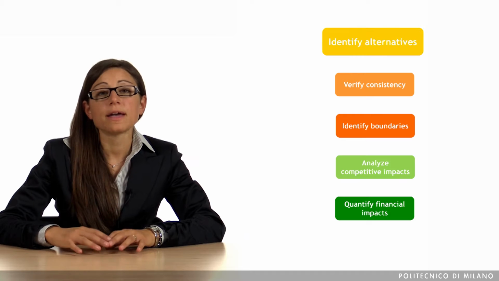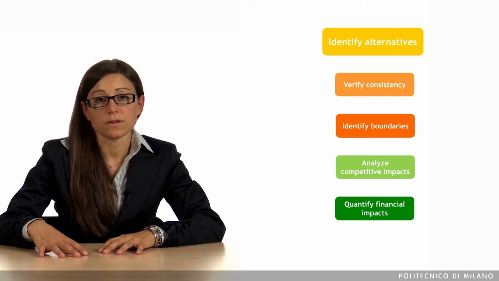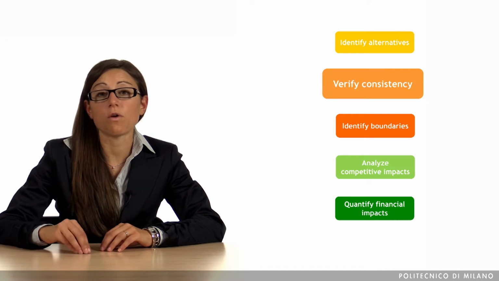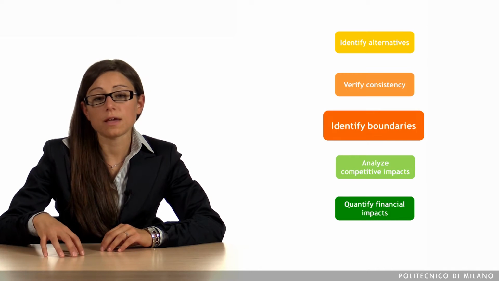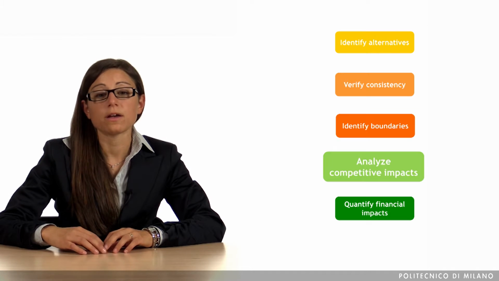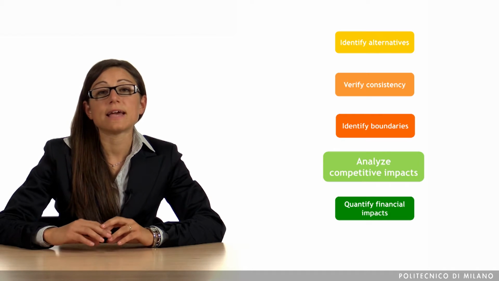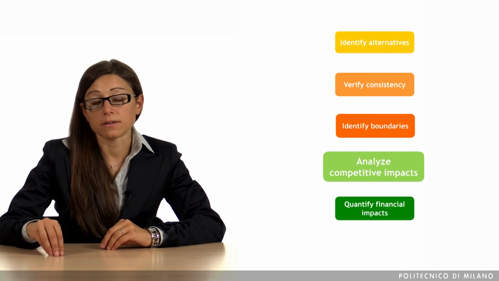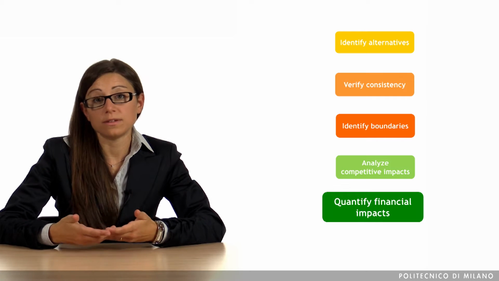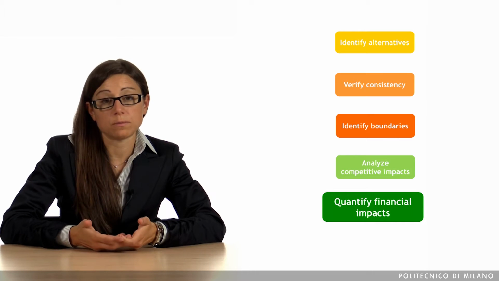The first step is the identification of the alternatives. The second step is the verification of the consistency of each alternative. Then the third step is the identification of the boundaries for our alternatives. Then the fourth step is the analysis of the competitive impacts of our alternatives, while the last step is the quantitative analysis, so the calculation of the NPV.